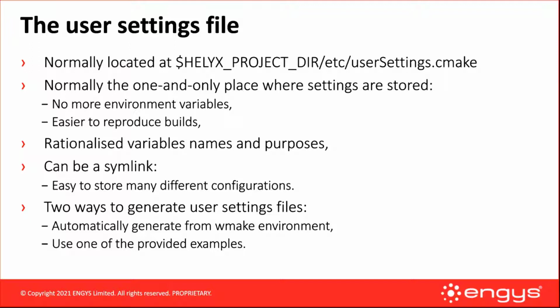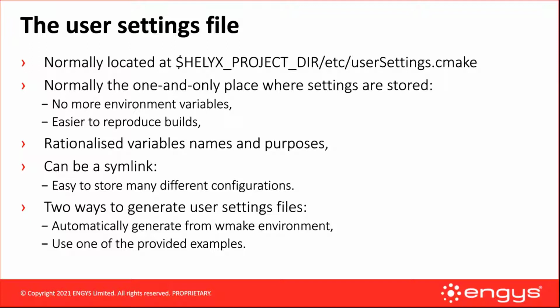So in wmake, for example, the build is parameterized with environment variables. This causes a whole host of problems, not least of which is that unless you're using the exact same terminal window, you can't be sure you're reproducing the same build, because you don't know which variables have been set where. Whereas in CMake, I can just send you a single text file and it parameterizes my whole build. The user settings file itself is just a text file, so you can take care of it however you like. Personally, I like to keep mine in a separate Git repository, and I use a symlink to switch between configurations.